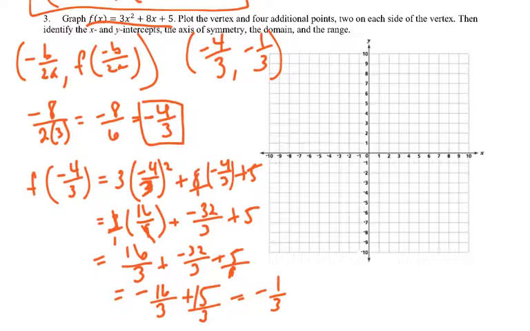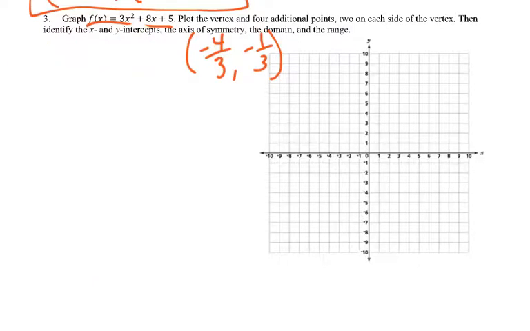I'm going to clear out the work for this and then plot this vertex. So negative 4/3 is the same thing as negative 1 and 1/3, so that's just slightly left of the negative 1 position, and then negative 1/3 would be about right here. Now this is going to be approximate. It's really hard on here to draw that really accurately with a tiny graph like this. So you might want to redraw your scale or zoom in if you can.